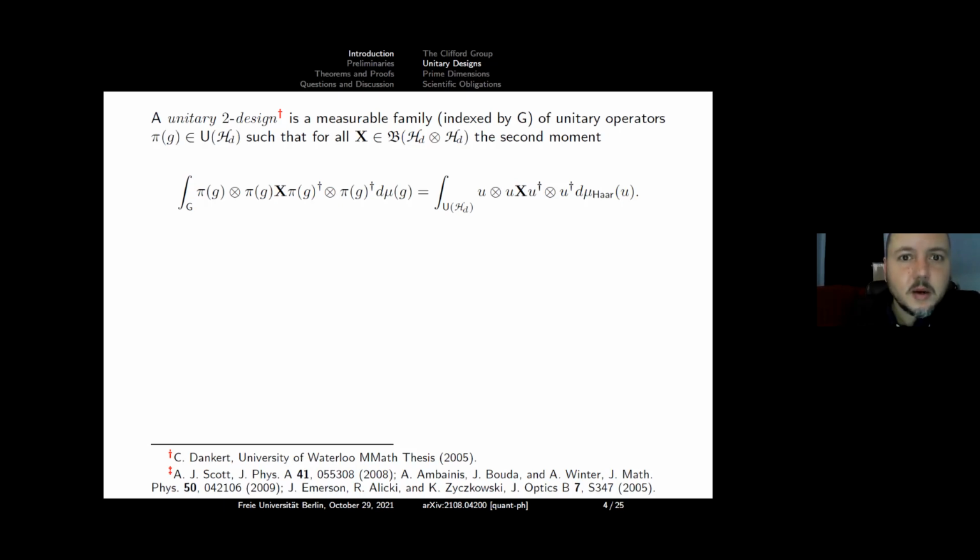But we're not just necessarily talking about positive semi-definite linear operators. We're talking about the bounded linear operators. So this is what it means for an indexed family of unitaries to be a unitary 2 design. If we twirl over the whole family, that's the same as twirling over the whole unitary group. That's a definition of a unitary 2 design.